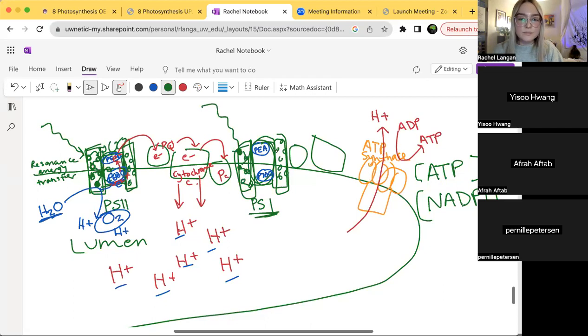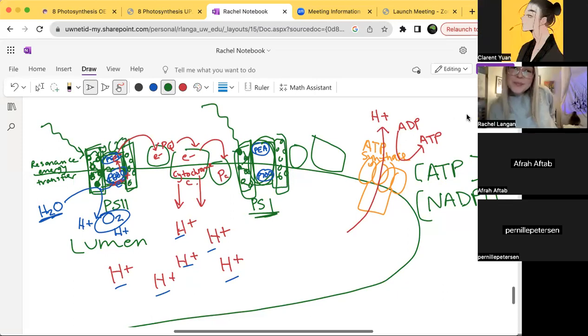Can I interrupt for just like 1 second? Yes. So doesn't water give up 2 electrons? Probably. I don't know the exact amount. That's like chemistry knowledge. Oh, okay. I was just wondering because if one electron goes to P680, where does the other electron go? Yeah, you're probably right. I just don't know chemistry. Okay, so it's probably not that important to know. No, just that electrons go from water to P680. Okay, thank you. You're welcome.